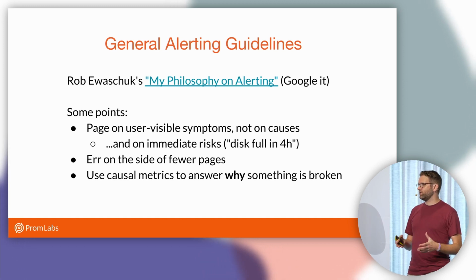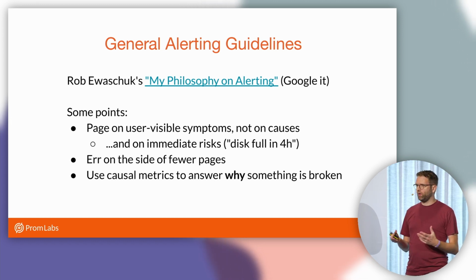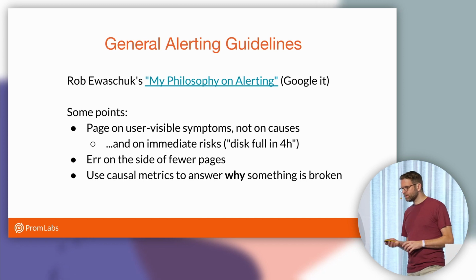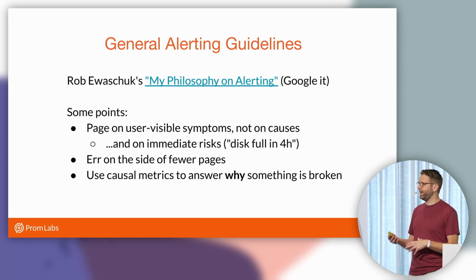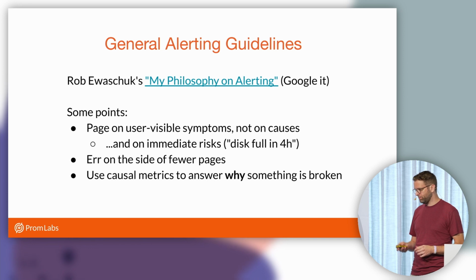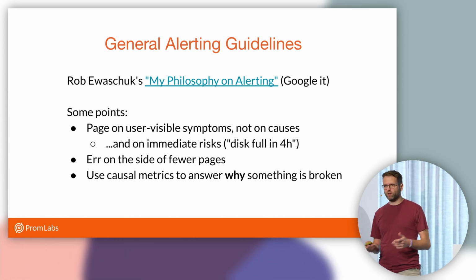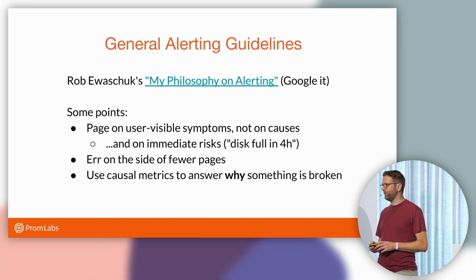Generally err on the side of fewer pages to not overload an on-call person, because then they will just start ignoring pages. And still track the causal metrics to then help you debug when you do get paged. But try to not alert too much on things like load average, CPU usage, memory usage, and so on, right?